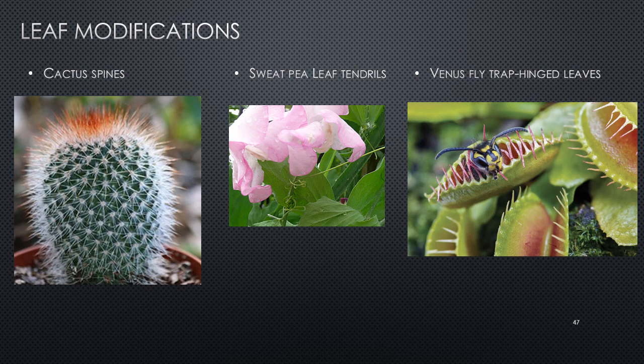So some variations on our leaves: in cactus, they can be modified to be spines. Sweet pea tendrils, if you've ever had sweet pea plants, those tendrils are actually not stem modifications like they are in the grapes, but they are leaf modifications. And then of course we have our lovely Venus flytrap, where we have hinged leaves so that it can be a carnivorous plant.